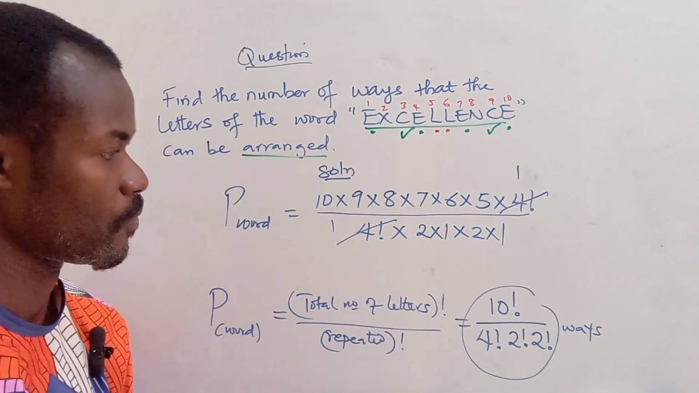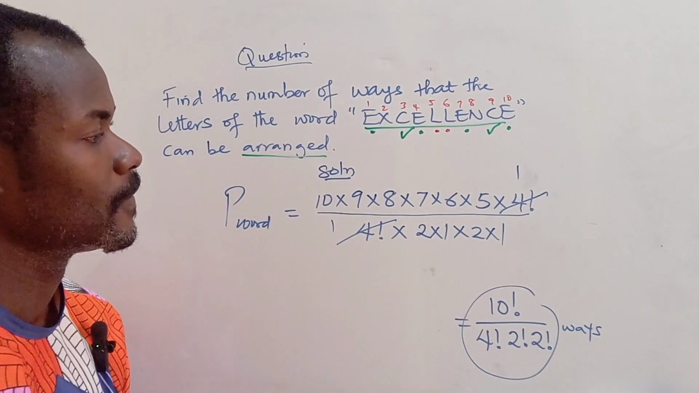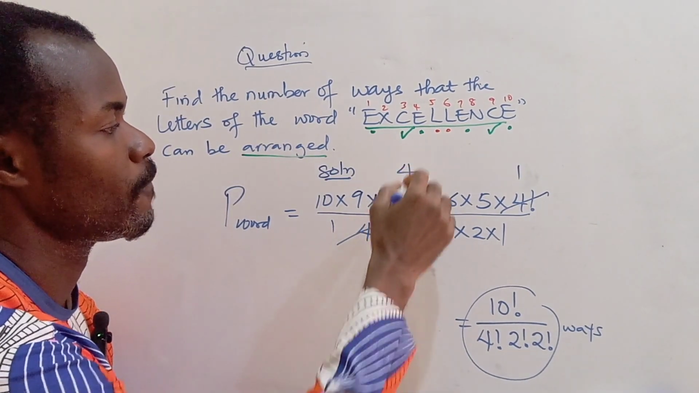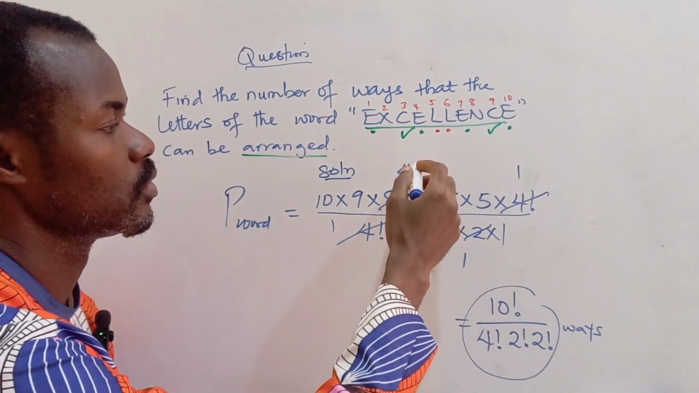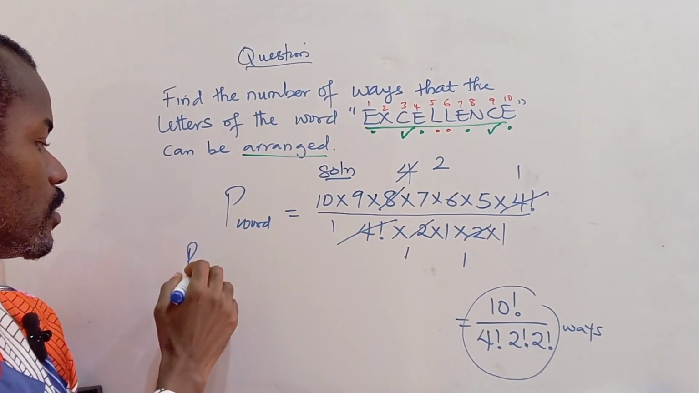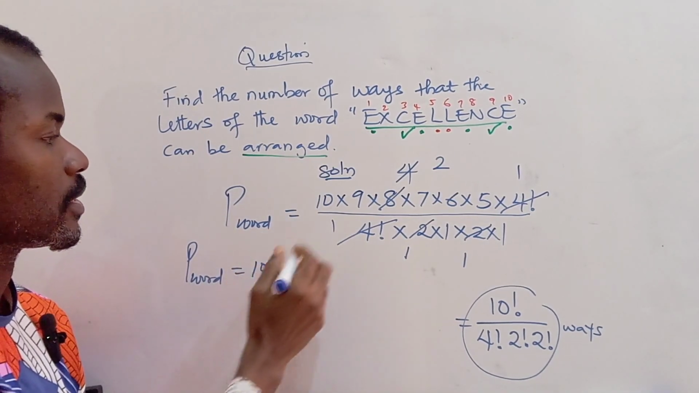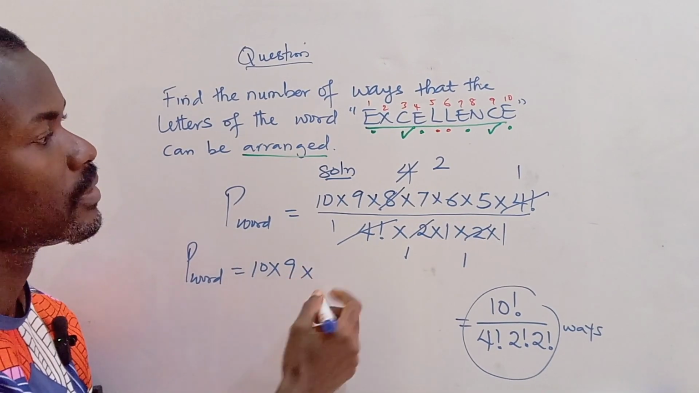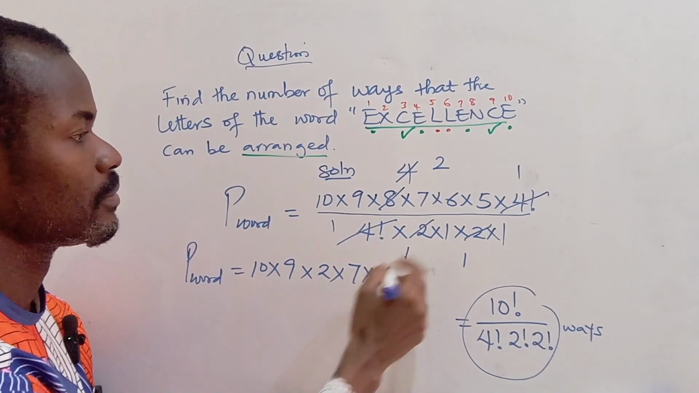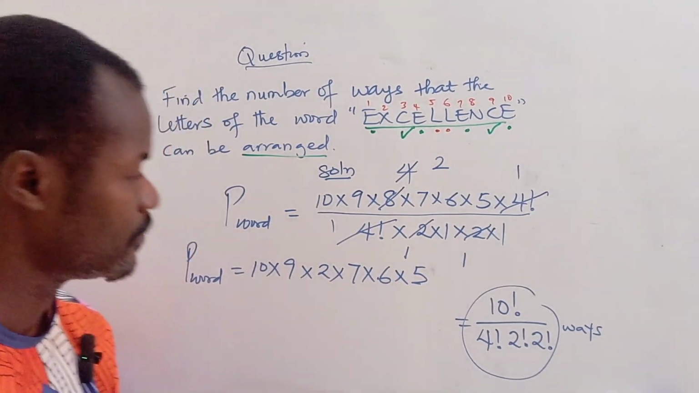Let's see what we have left. Of course, 2 can go into itself once, 2 into this is 4, 2 into this is 1, and 2 into 4 again is 2. So we are left with the permutation of the word becoming 10 times 9 times 2 times 7 times 6 times 5. Let's see what this gives us.